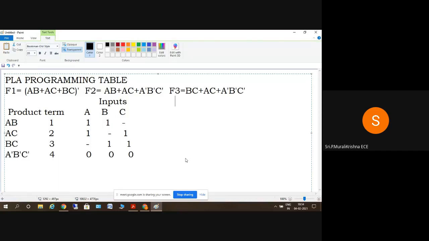Coming to the outputs, what we have to identify is whether they are in the true form or the complement form. So outputs are F1, F2, F3. I have to mention whether each is a true form or a complement form.